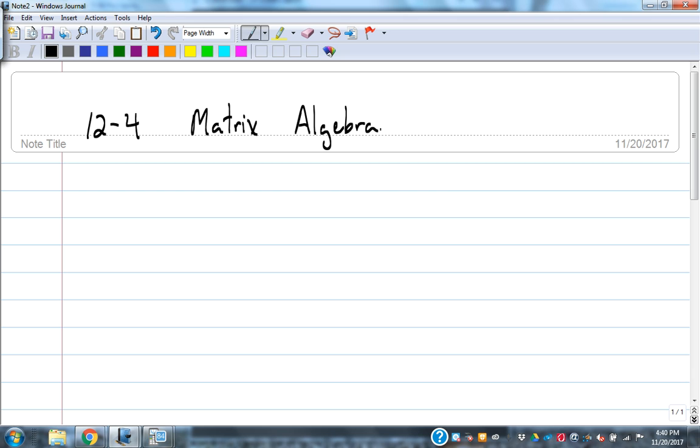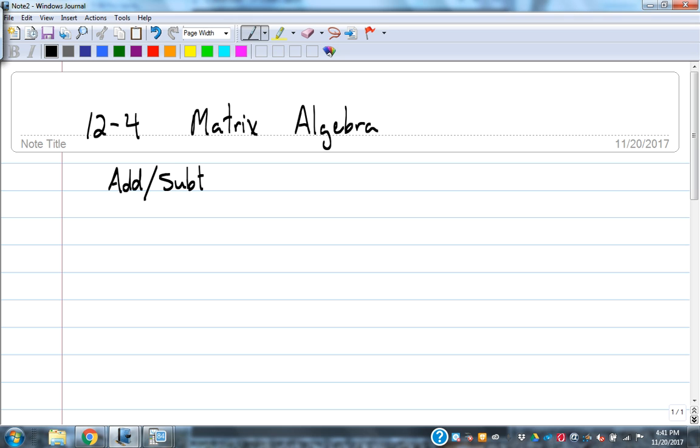Some of this I do with the calculator, some of it I do not. So we'll show both ways on everything that I do with or without a calculator. Adding and subtracting. Matrix algebra just means doing some operations with matrices.